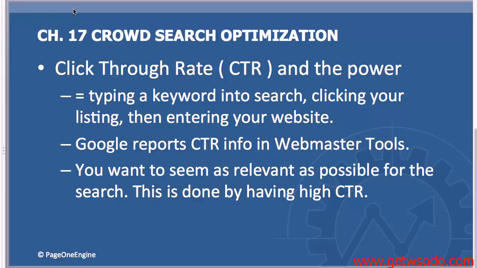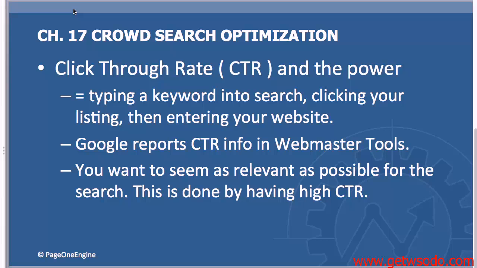Okay, first I want to explain what click-through rate is. Click-through rate is the process of someone typing in a keyword, going through the pages, and ultimately clicking on a listing in the search results. It's the number of clicks your website gets divided by the number of impressions. So if someone searches for, let's say, plumber, and your website gets shown 1,000 times for that search, and out of those 1,000 times you get 100 clicks to your website, that means the CTR for that keyword in reference to your website is 10%.